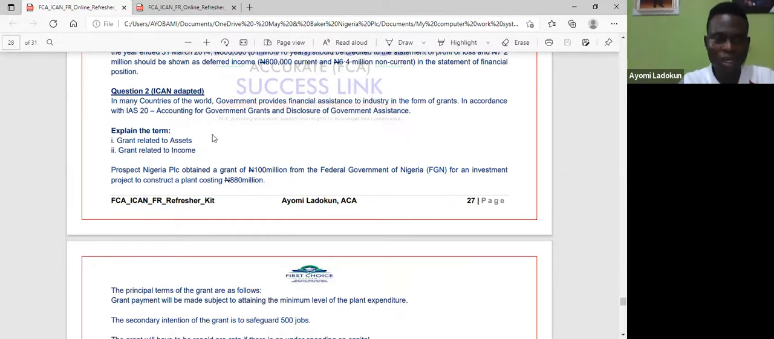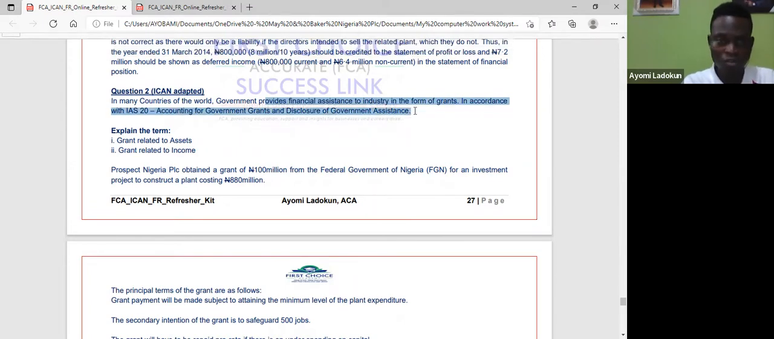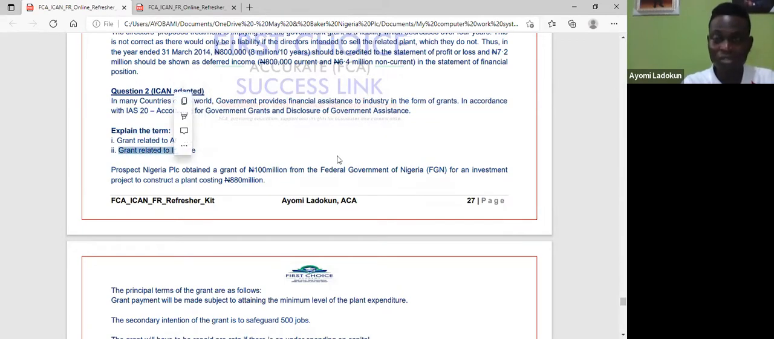In many countries of the world, government provides financial assistance to the industry in form of grants. In accordance with IAS20, accounting for government grants and disclosure of government assistance, explain the term grant related to assets and grant related to income. So I believe you should be able to do that. Okay, then let's move on.